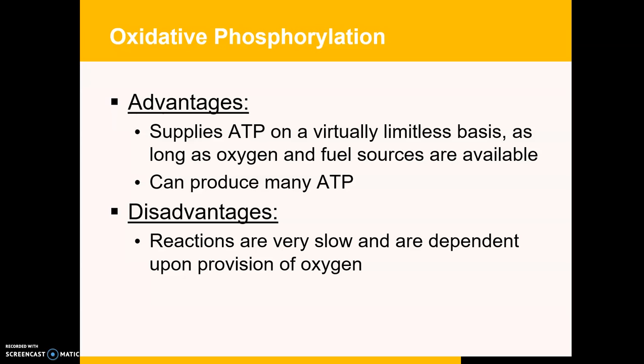In comparison to the two other energy systems, oxidative phosphorylation has significant advantages in that it can produce many more ATP and has a virtually limitless duration. However, the series of reactions is very slow compared to creatine phosphate or anaerobic glycolysis and is dependent upon the provision of oxygen. Due to these limitations, oxidative phosphorylation is the predominant energy system used at rest and also to support low to moderate intensity exercise.